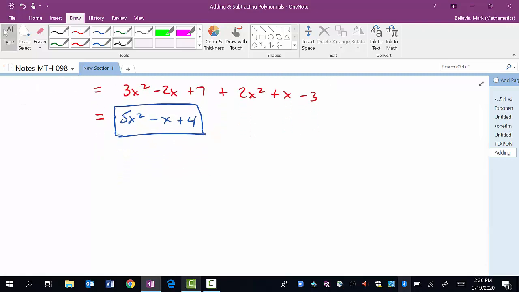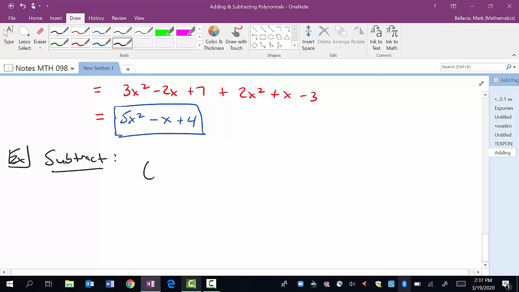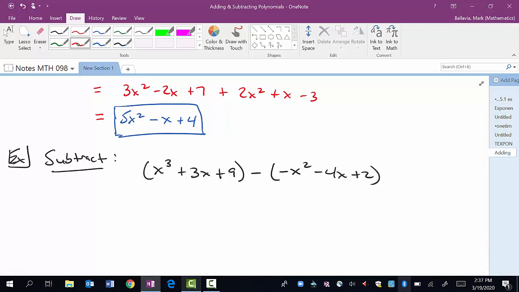We'll take a look at another one here. If I said to subtract, the first polynomial will be x to the third plus 3x plus 9, minus in parentheses negative x squared minus 4x plus 2, so the second polynomial.